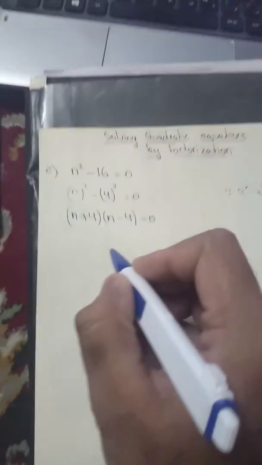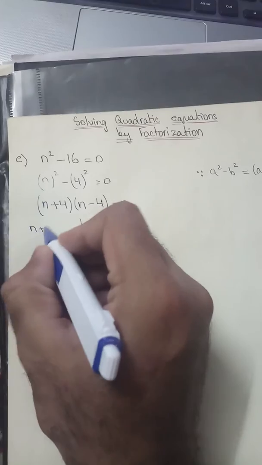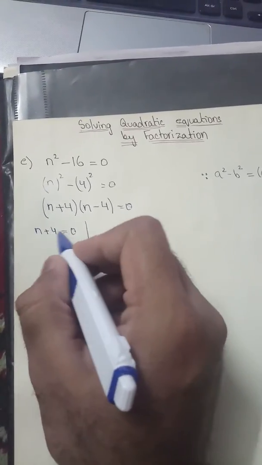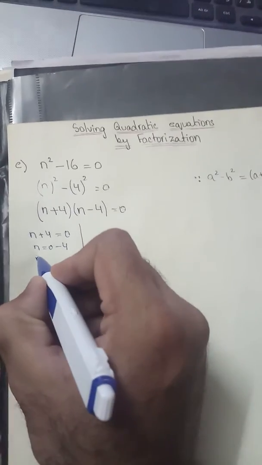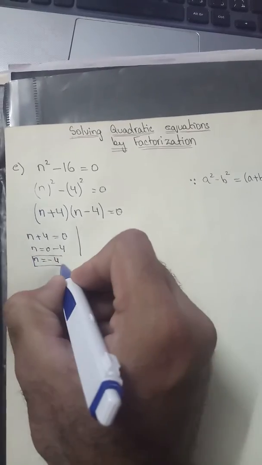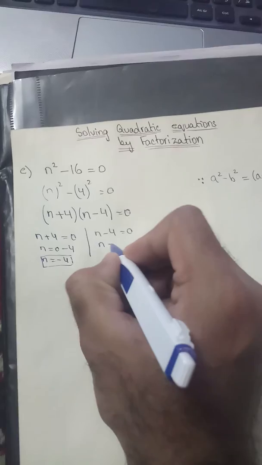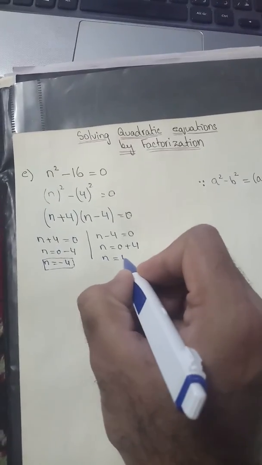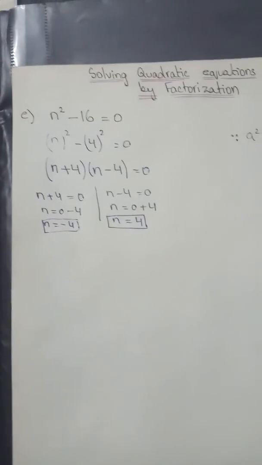So now I will just apply the zero property. Zero property says put both the brackets one by one equals to 0. When I put this bracket n plus 4 equals to 0, this plus 4 will go on the other side, it will become minus 4. And when we subtract 0 from minus 4, we will get minus 4. And when I put this bracket equals to 0, this minus 4 will go on the other side, it will become positive 4, and anything added to 0 remains the same. So my two answers are minus 4 and 4.